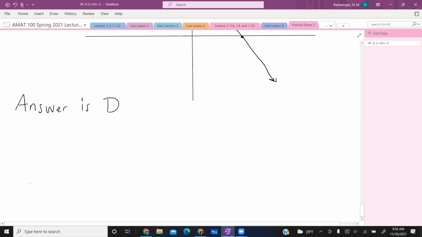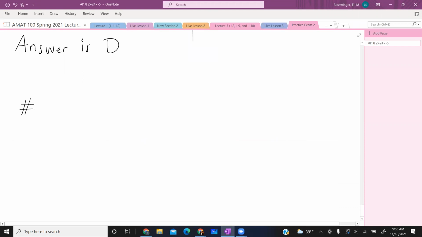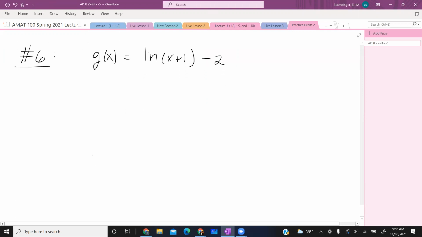All right, so let's look at number 6. So we want to find the x and y intercepts of ln of x plus 1 minus 2x. And then we want the asymptote and then to give a rough sketch. So let's look at the x-intercept.